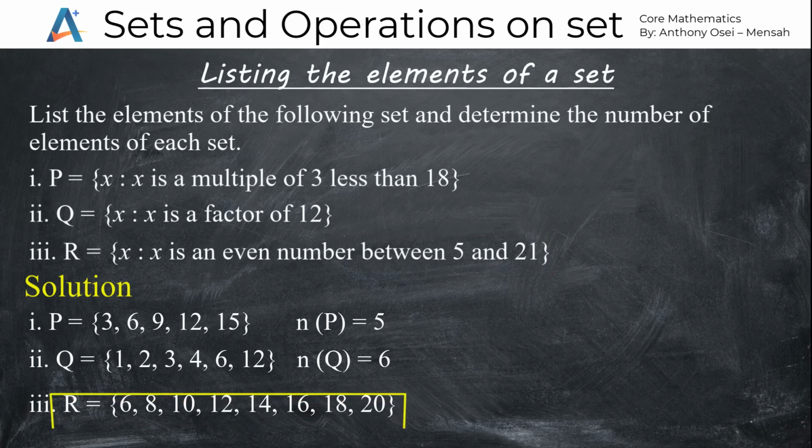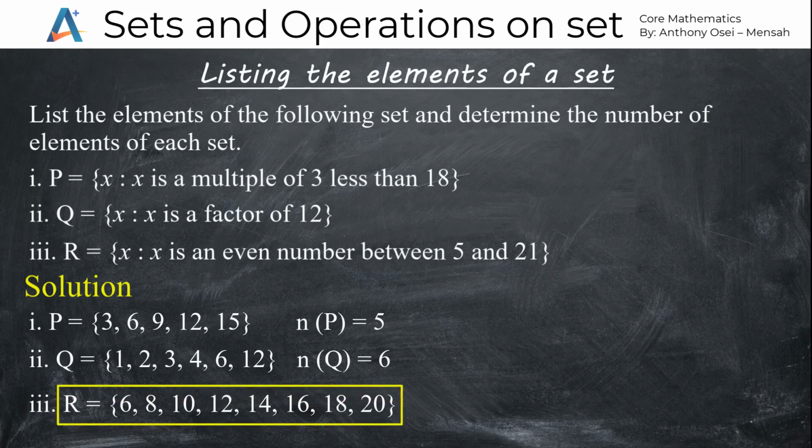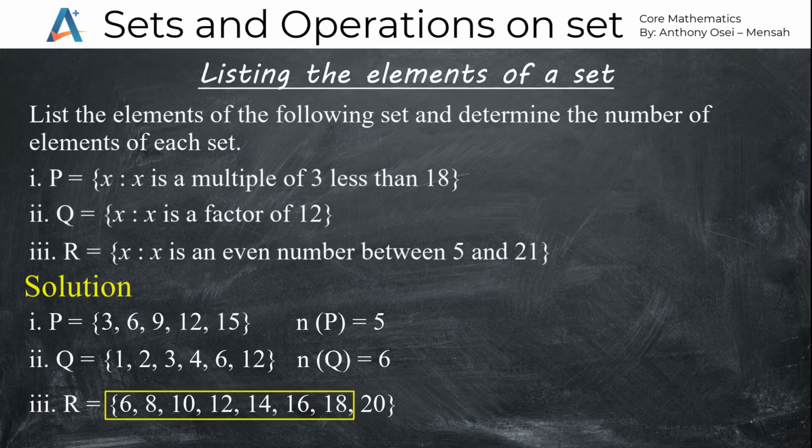So these are the members for the set R, describing even numbers between 5 and 21. Now let's see, how many are they? The number of R. Let's count them. 1, 2, 3, 4, 5, 6, 7, 8. There are 8 members for the set R.